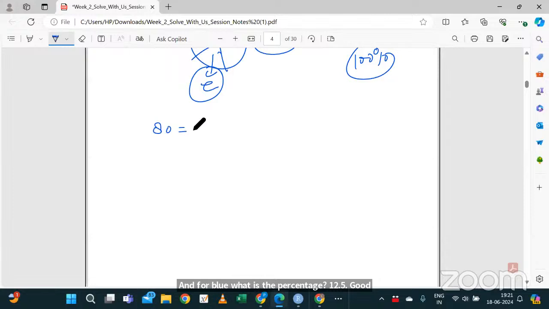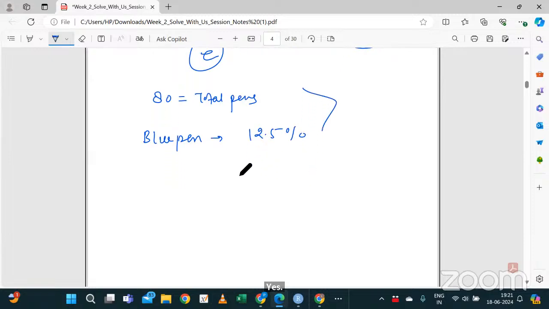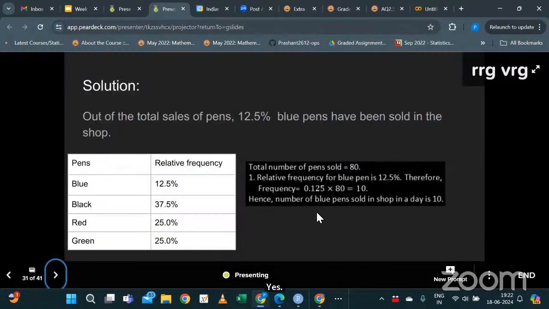So this is the total number of pens, right? And for blue pens the percentage is 12.5. To find the number of blue pens, what should I do? I have to simply multiply. I can do 0.125 times 80, right? If you multiply this, you will get the correct answer. So let's see in the next part. 10 is the correct answer. I think this is clear, right?